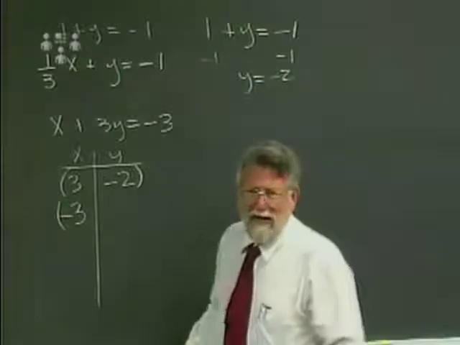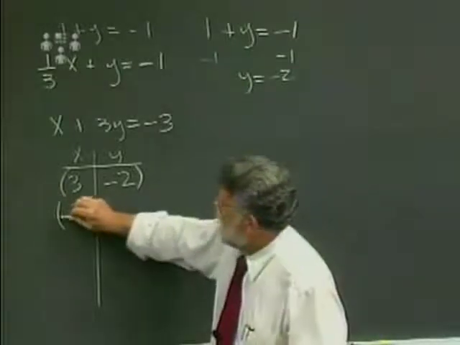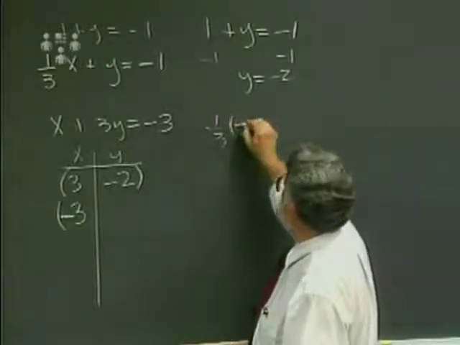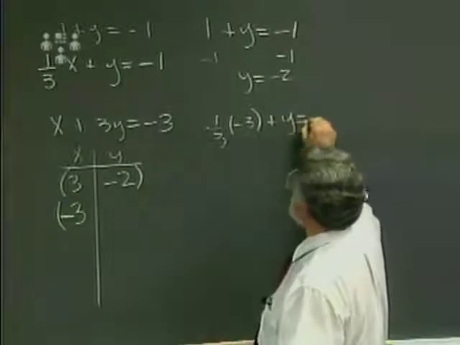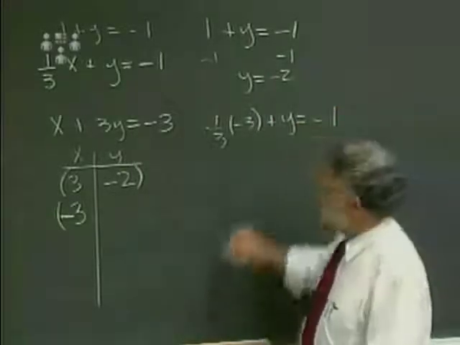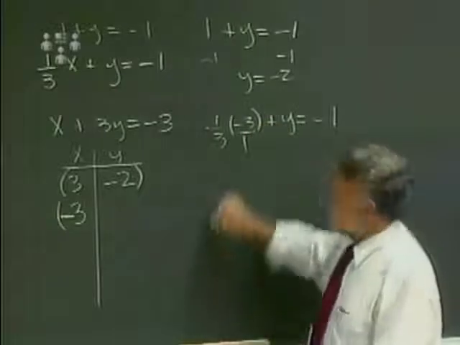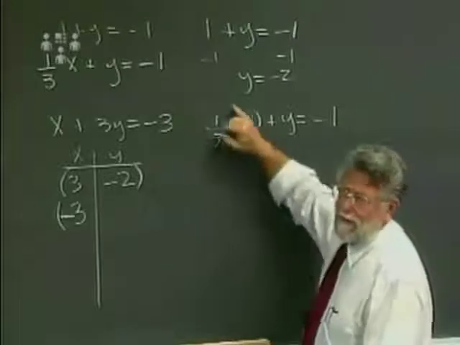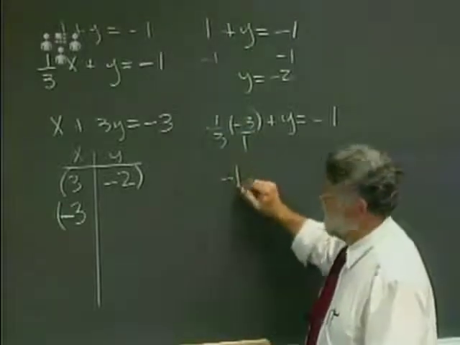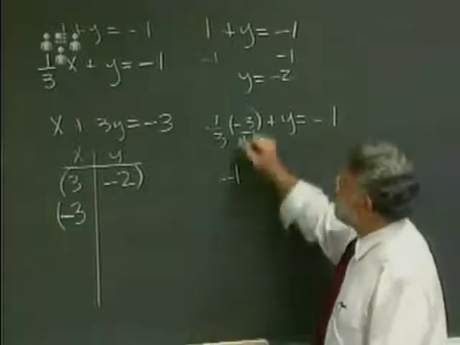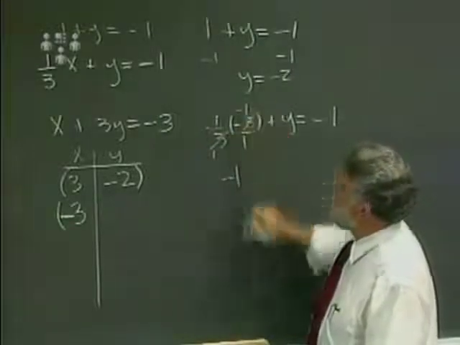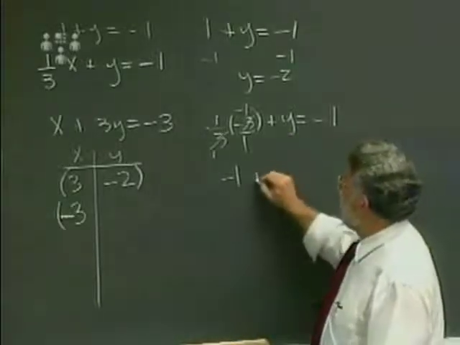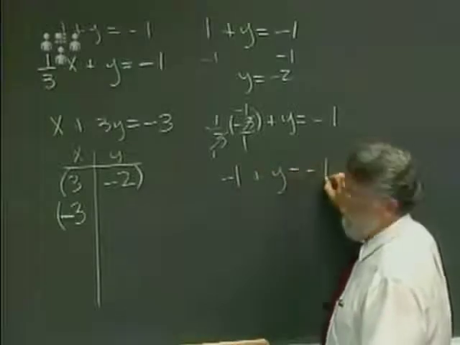Okay, I'm afraid to ask what happens when x is negative 3. If x is negative 3, I have 1/3 times negative 3 plus y must equal negative 1. What does this become? No, negative 1. The 3's do cancel, I agree, but that gives you a negative 1 when you cancel. So what must y equal if you're going to add y to negative 1 and get negative 1?